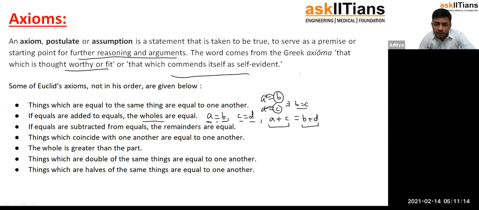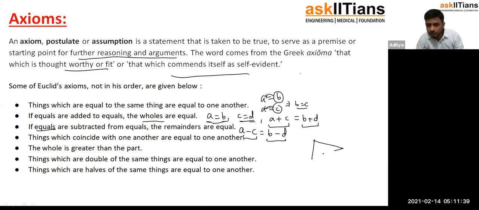If equals are subtracted from equals, the remainders are equal. So it means if A equals B and C equals D, these are the equals that it is talking about. Algebraically, we can say now, if equals are subtracted from equals, then the remainders or the differences would be equal. So that is also very obvious. Things which coincide with one another are equal to one another.